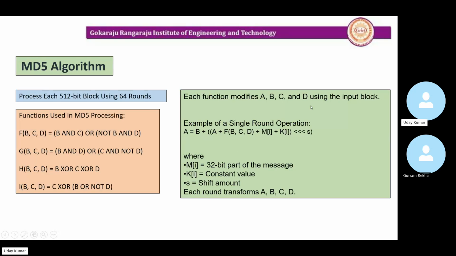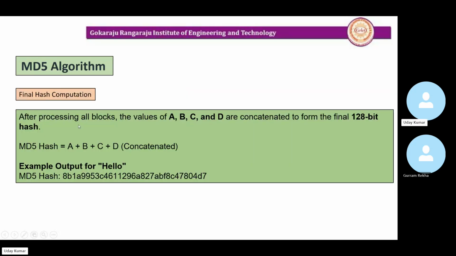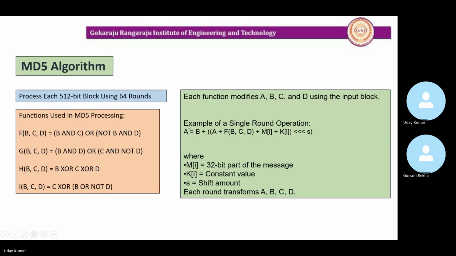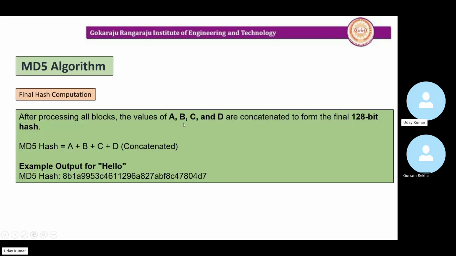And for each round, A, B, C, D will be transformed, students, and you are going to perform 64 rounds. For example, I am just showing you how A gets transformed here. Next, after processing all the blocks, meaning all the 512-bit blocks, you get the transformed A, B, C, D. You just concatenate them to get the hash value. That is the 128-bit hash value.